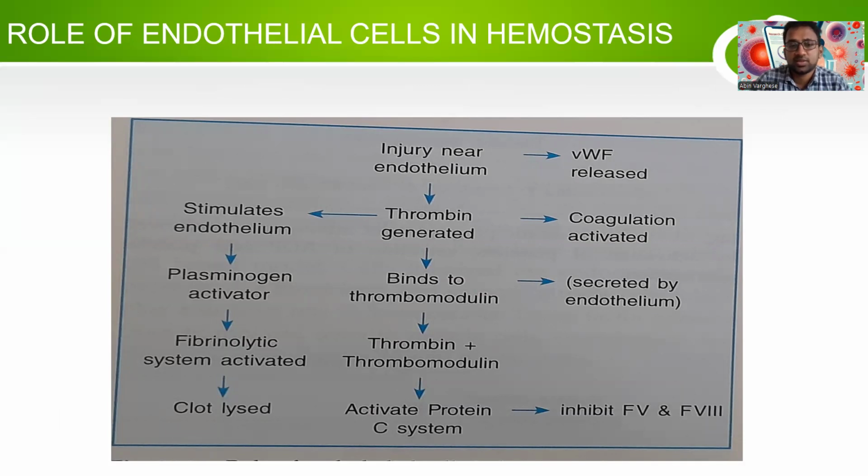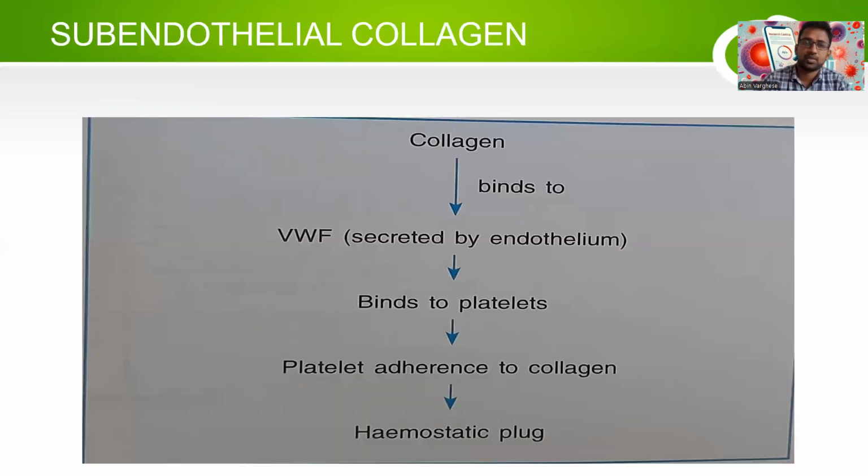Whenever there is an injury near the endothelium, thrombin is generated. This thrombin can activate the coagulation cascade. At the same time, thrombin binds to thrombomodulin, and this complex can activate the protein C system, which is the inhibitor pathway, and it inhibits factor 5 and factor 8. The thrombin generated also stimulates the endothelium to produce plasminogen activators, which activate the fibrinolytic system, and the clot is lysed. So what does subendothelial collagen do?